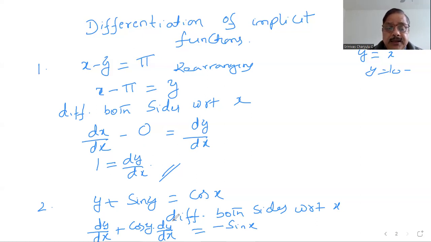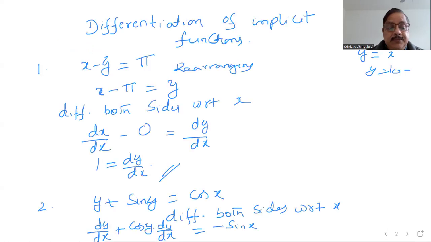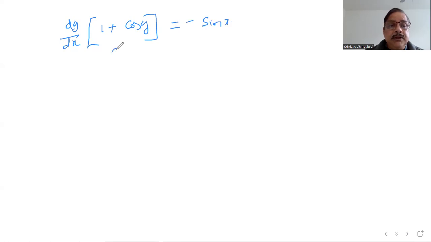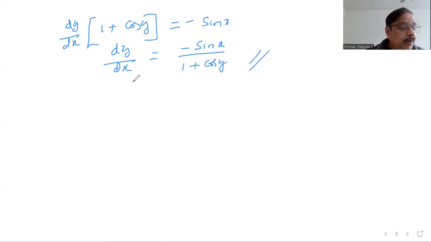So if you observe clearly here, dy by dx is common. So that I will take out common. Next page I am doing. So dy by dx, open the bracket, 1 plus cos y, correct now? See, check up. 1 plus cos y, correct. This side you are having minus sin x. So therefore, dy by dx is equal to minus sin x divided by 1 plus cos y. This is the answer.